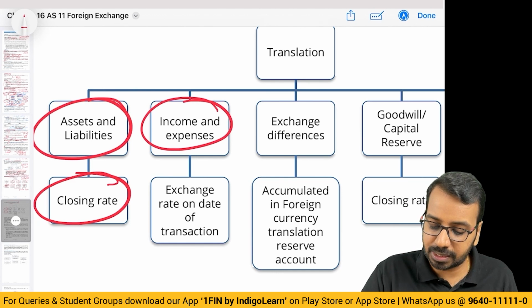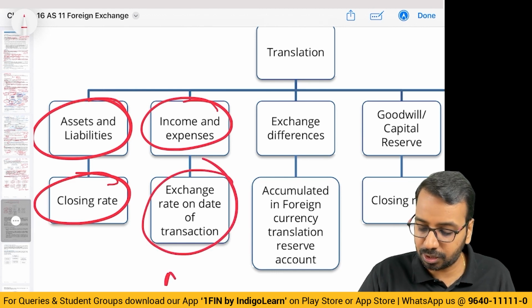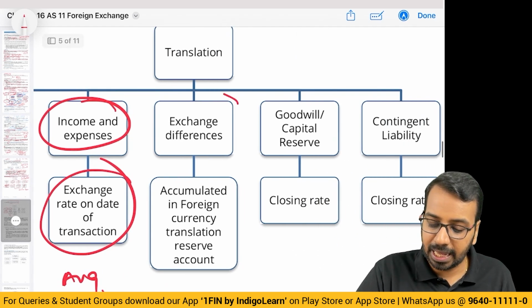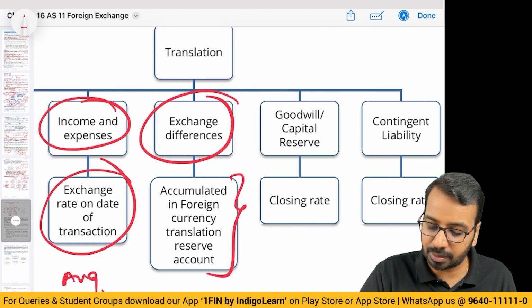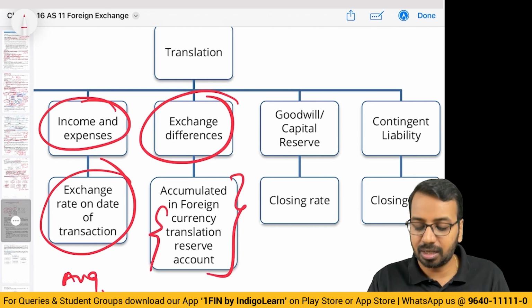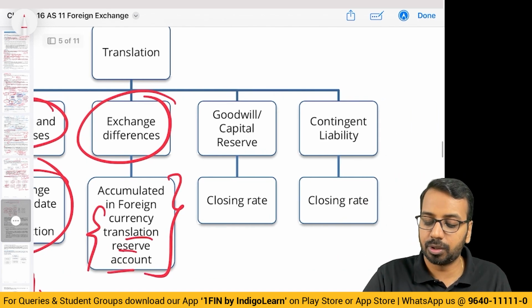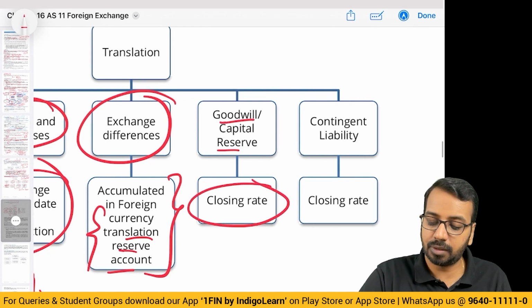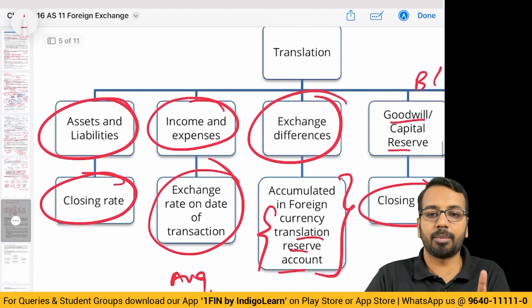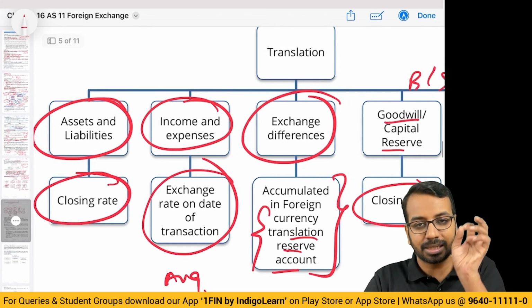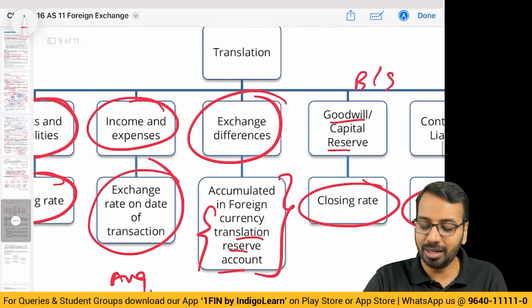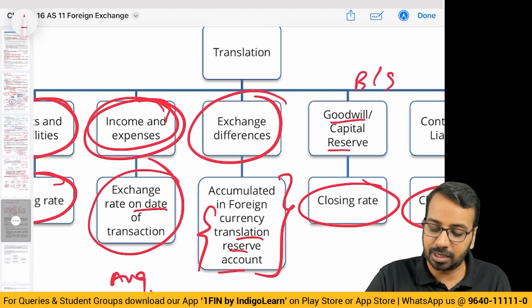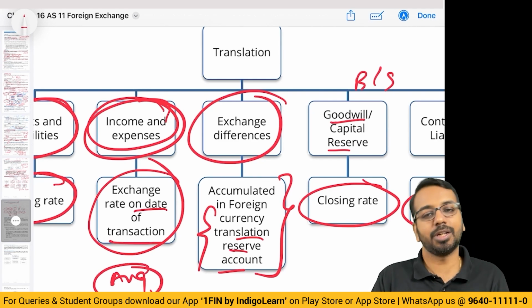Income and expenses: use the rate on the date of transaction, or you can use an average rate. Exchange differences are accumulated in something called the foreign currency translation reserve account. If there is any goodwill, use the closing rate, as again this is a balance sheet item. If there is any contingent liability, closing rate. So what you have to remember: balance sheet items, assets and liabilities, closing rate; and income and expense items, the rate on the date of transaction or the average rate.